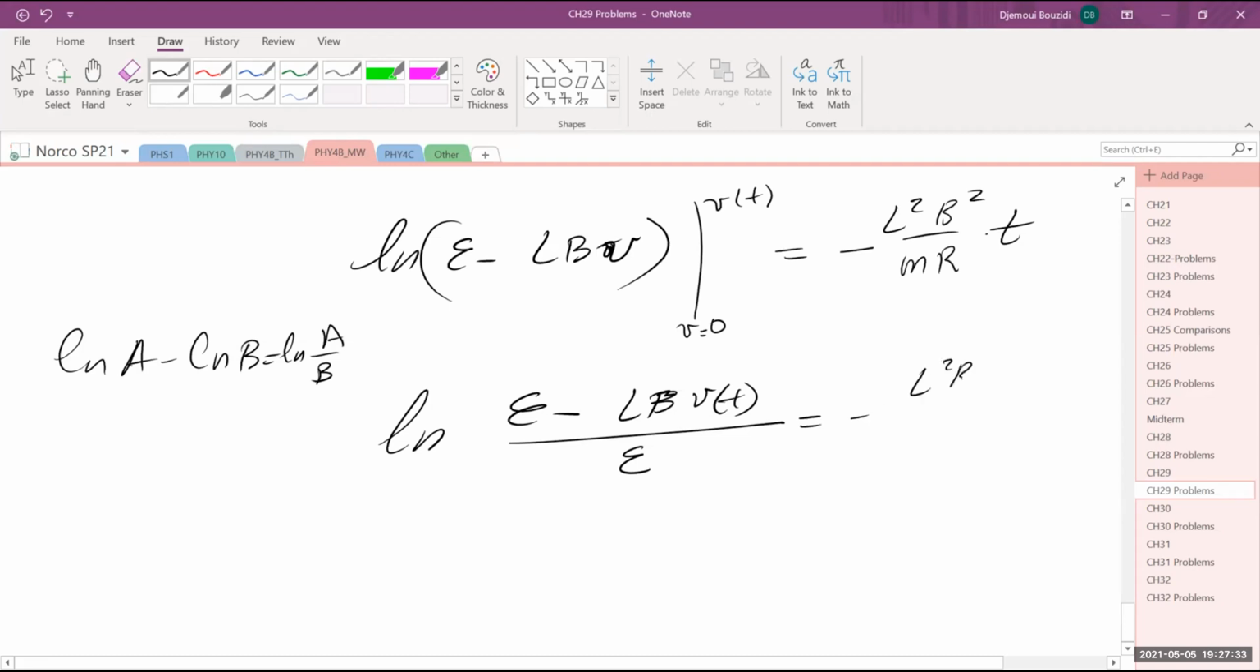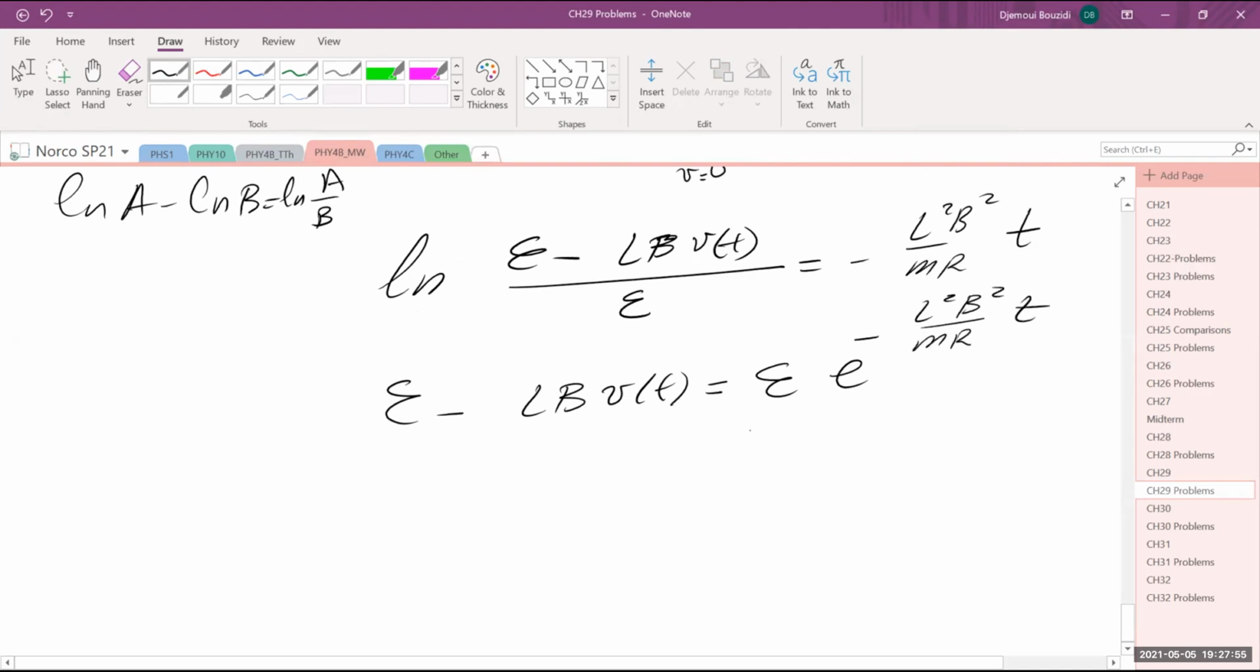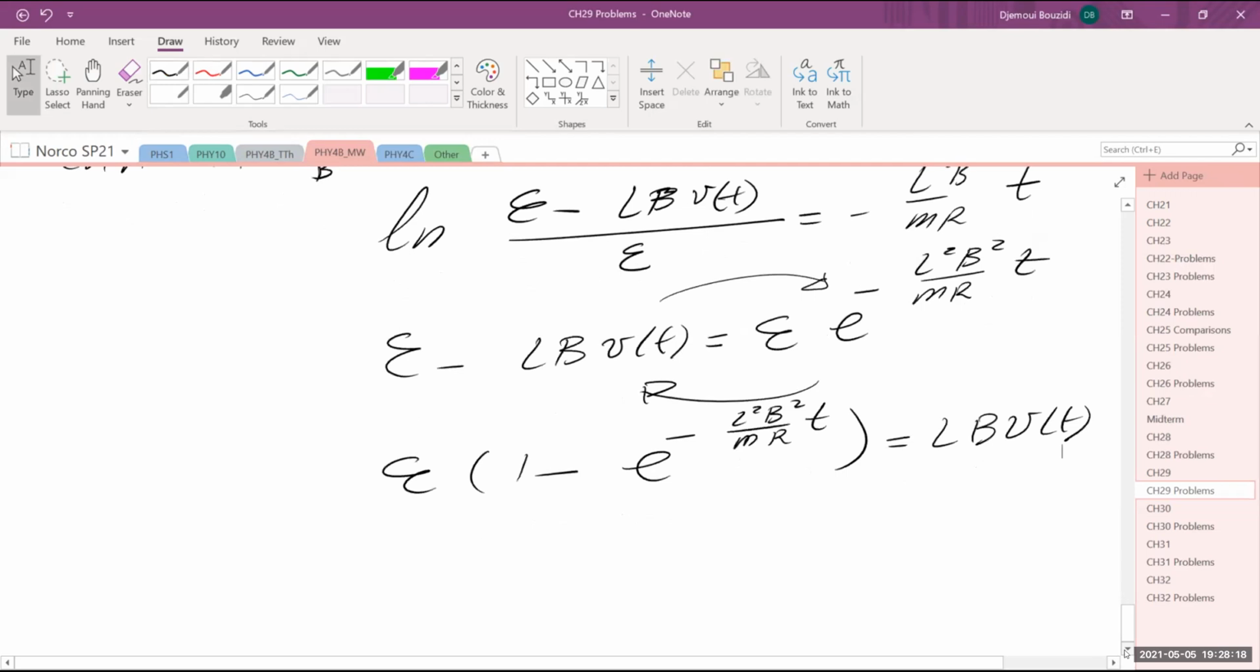So again, this is equal to minus L squared B squared over MR times T. If I take the exponential of both sides, we're going to have epsilon minus LB times v of t equal to epsilon times the exponential of negative L squared B squared over MR times T. Take this to this side, and now this will be a negative, so it's going to be epsilon times 1 minus the exponential of minus L squared B squared over MR T, and this is equal to, on the other side when I move it, LB times v of t.